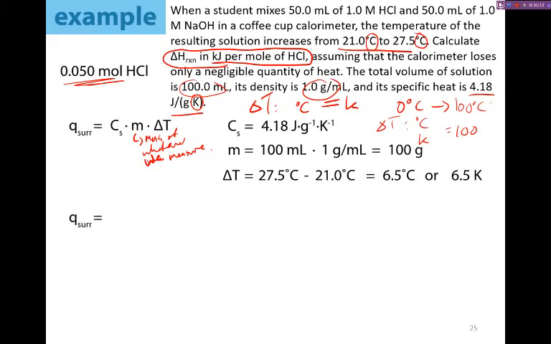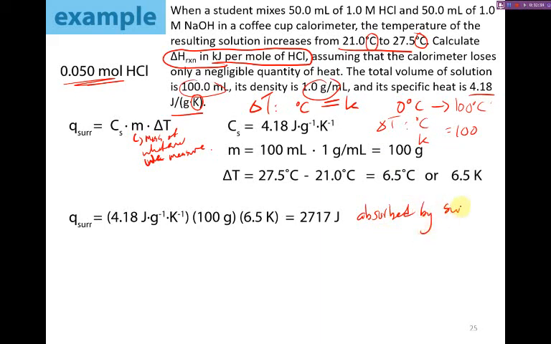To find the heat of the surroundings, that's 4.18 joules per gram degree Kelvin, the specific heat, times the mass, times the change in temperature. And that's equal to 2,717 joules. That's the heat that's absorbed by the surroundings. The heat that's given off by the system is just the negative of that.